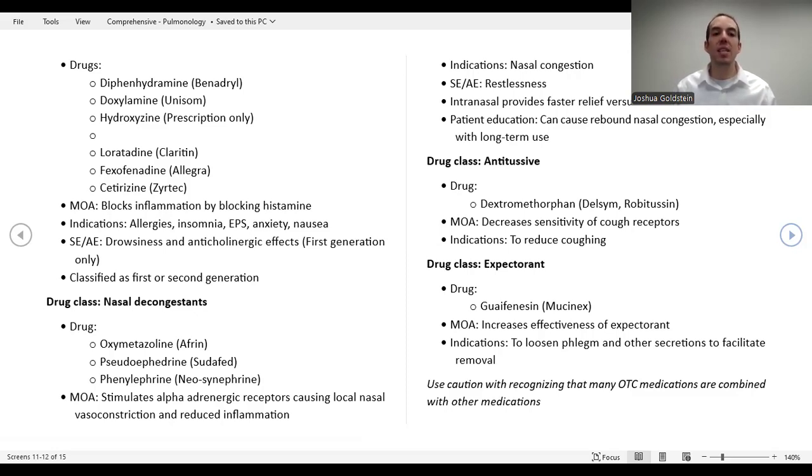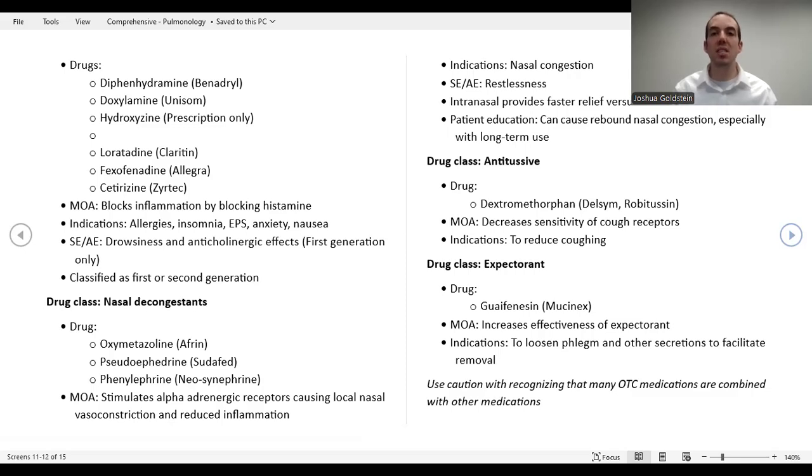Moving on, we have our nasal decongestants. This is going to be oxymetazoline, pseudoephedrine, phenylephrine. Again, these are generally over-the-counter medications. So how do these work? The mechanism of action is they stimulate alpha receptors. Alpha-1, if you've already learned this, or if you remember this from A&P, causes vasoconstriction. So this is going to target the blood vessels in your nose and cause that local vasoconstriction, and that causes reduced inflammation. Reduced inflammation resolves or at least improves your symptoms.